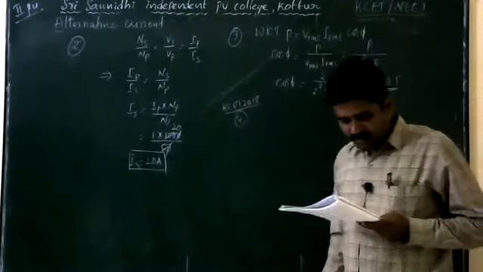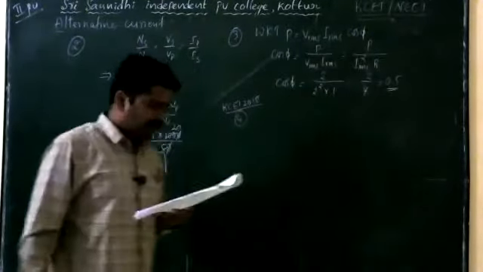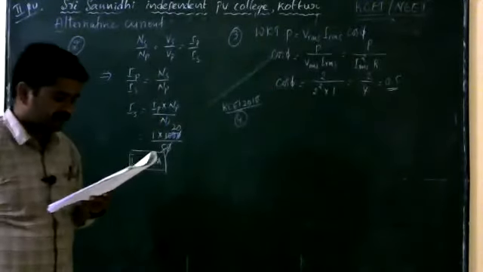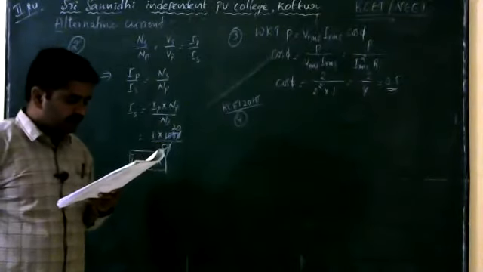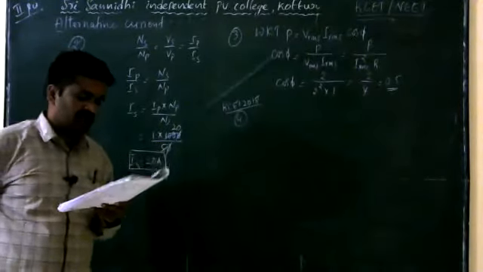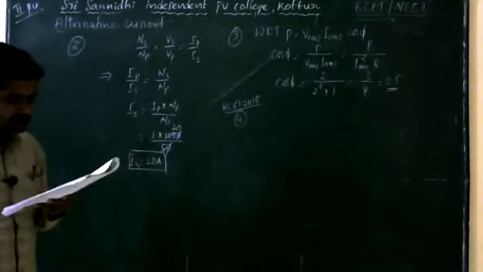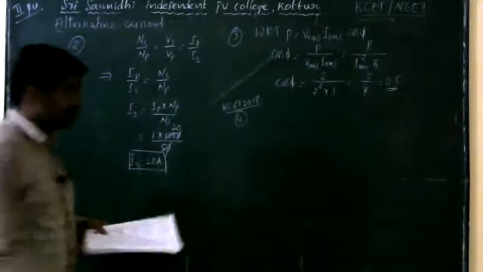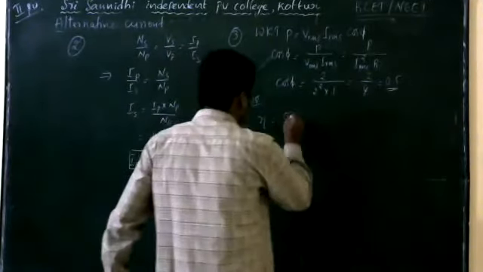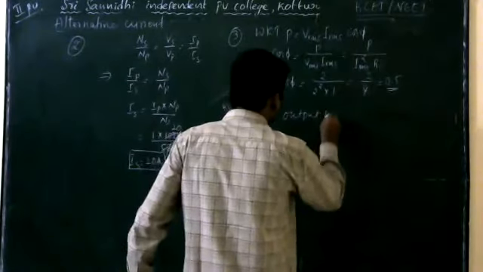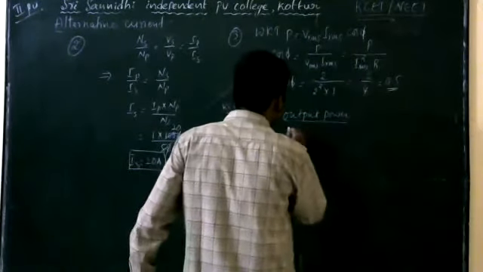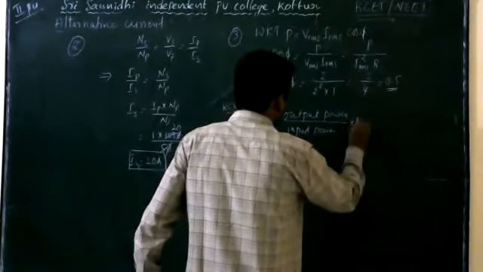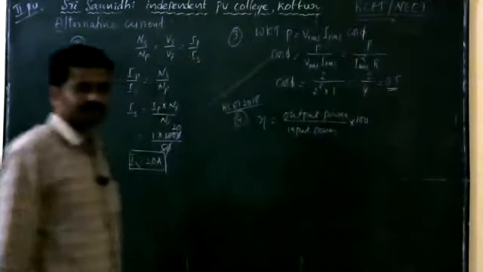A transformer is used to light a 100 watt, 110 volt lamp from 220 volt mains. If the main current is 0.5 ampere, the efficiency of the transformer will be. Already you know that efficiency is equal to output power divided by input power into 100. This is the efficiency equation.